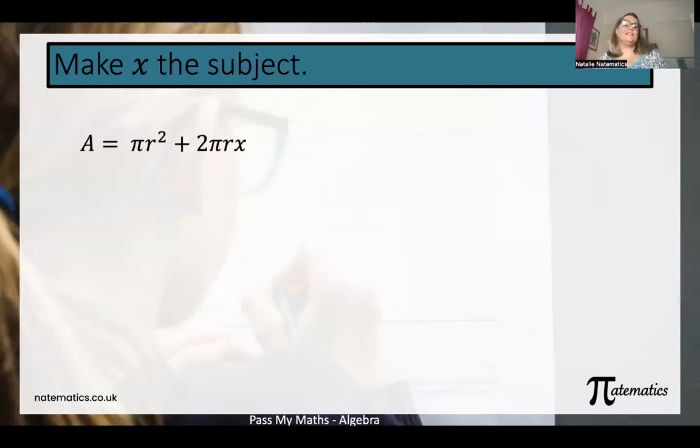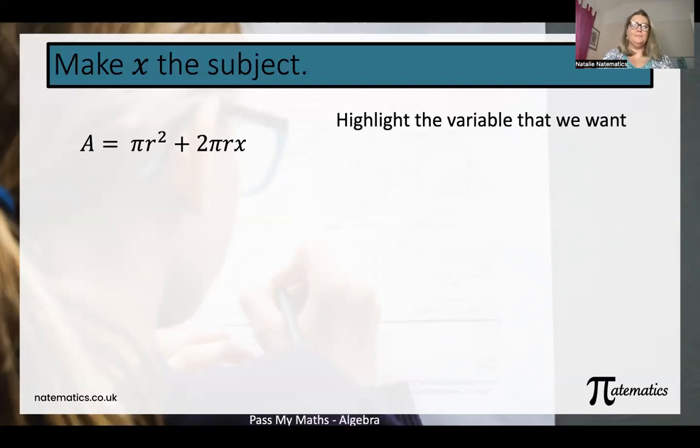Right, so next one, make X the subject. I like some of these formulas because they're like things that we've done before. So what's pi r squared? What's that formula? And what is 2 pi r, or pi d? You've got the circumference, haven't you? And then you've got the area, so pi r squared. So make X a subject.